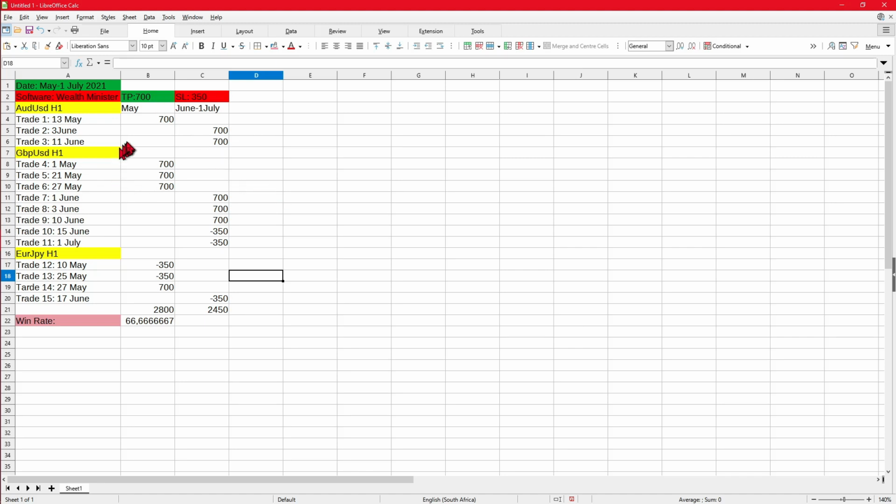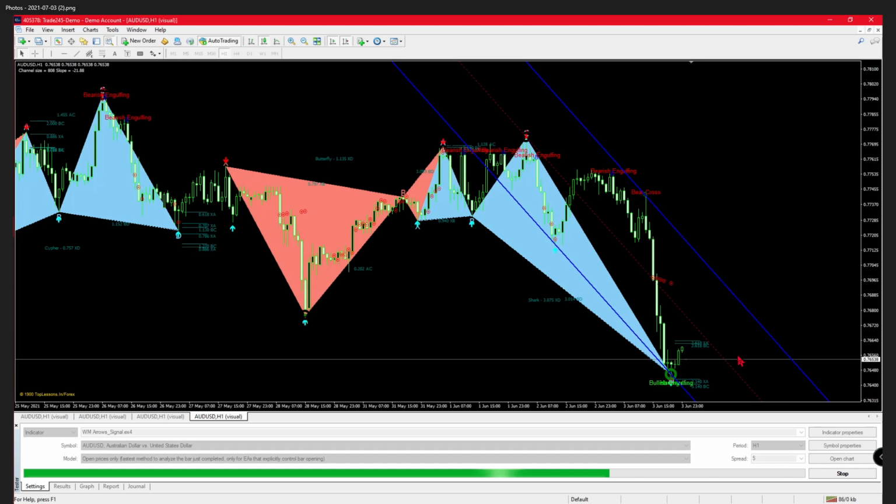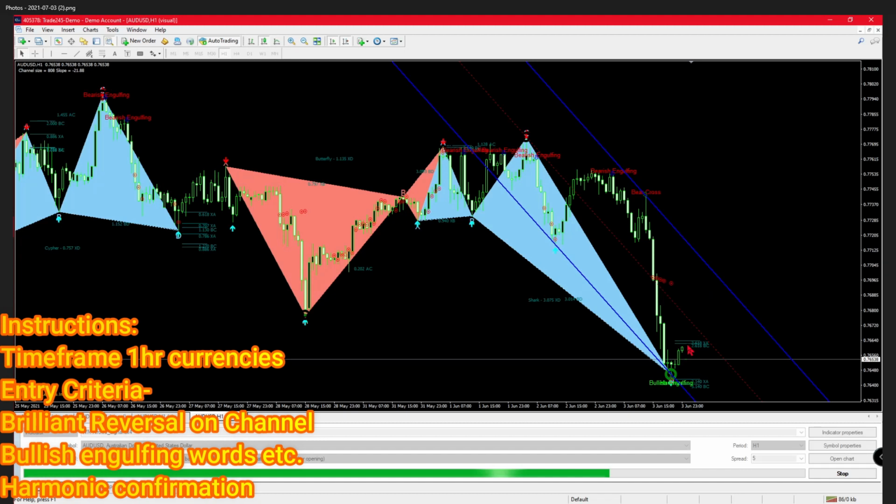So right now we will be taking a look at the first trade made on the 13th of May for AUD/USD. We'll also be looking at the 3rd of June for AUD/USD as well. So for the 3rd of June, we saw that Wealth Minister took a buy, and over here we can see that there was a brilliant reversal plus the harmonic that goes with it, and this led to us taking a buy over here.